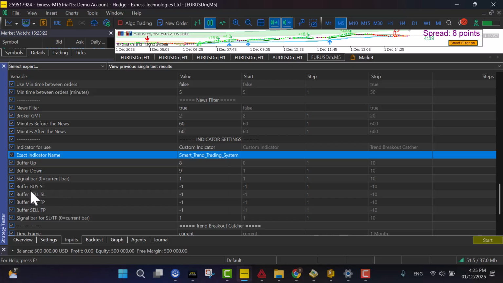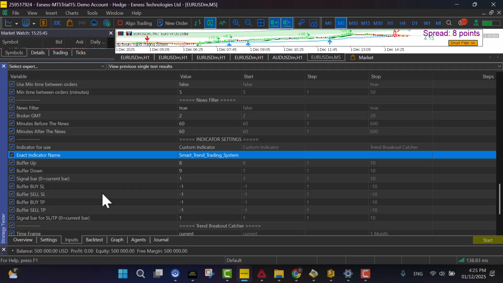So the buffer for the buy, the buffer for the sell, and the buffer for stop loss and take profits, basically. Whenever you open, you're going to be opening two kinds of trades, a buy and a sell. So you're going to have stop loss for the buy and stop loss for the sell, and you're going to have take profit for the buy and take profit for the sell.